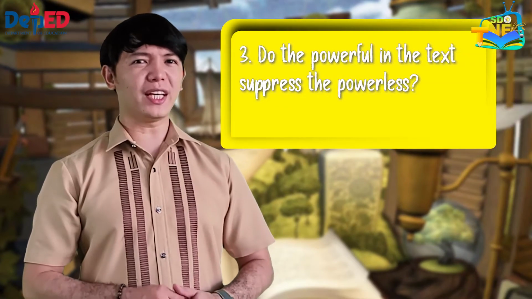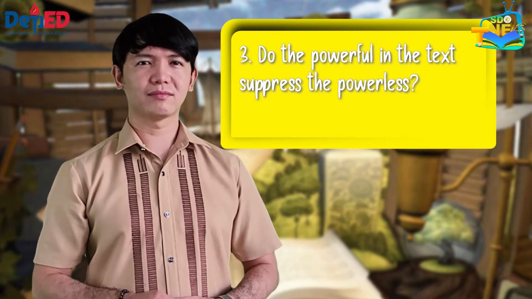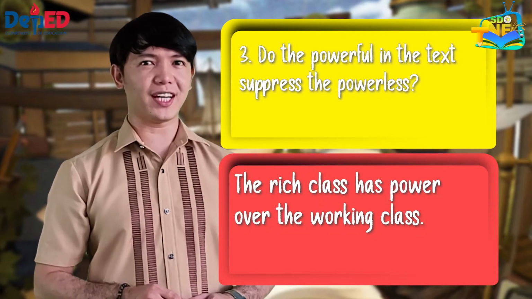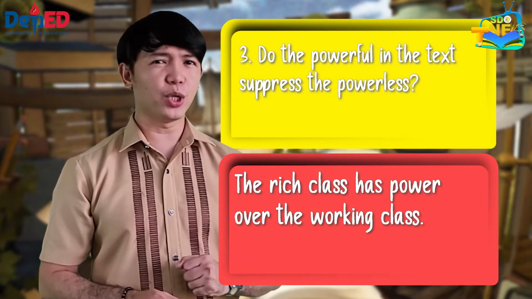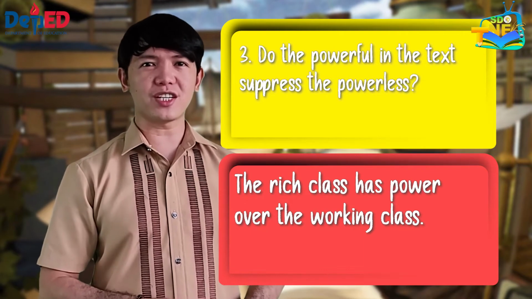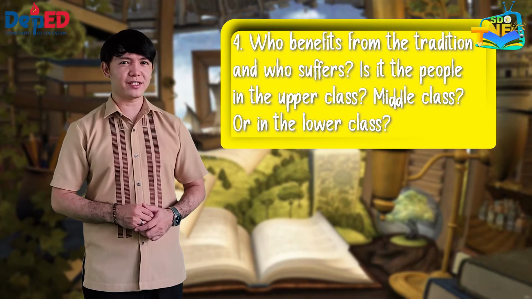Do the powerful in the text suppress the powerless? The rich class has power over the working class in the story. Those people in the lower class fear to lose their jobs. They are deprived of their means to social change. Who benefits from the tradition and who suffers?